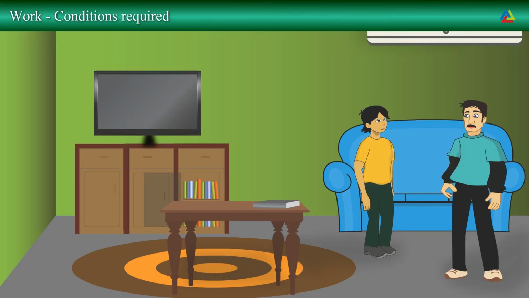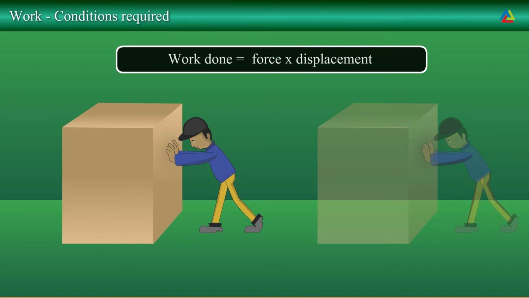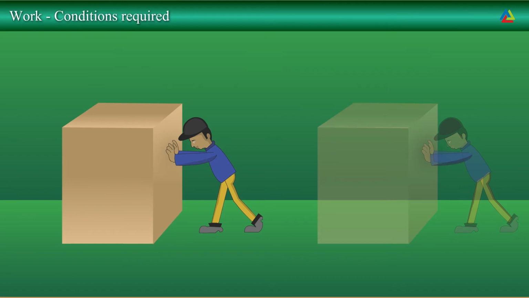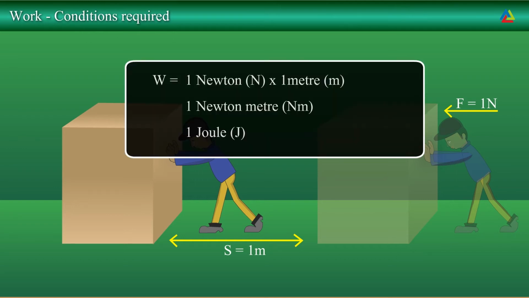Very good, Tanmay. So you understand the conditions required for work to be done. Mathematically, work is defined as a product of force and displacement. Work has only magnitude and no direction. If force is equal to 1 Newton and distance is equal to 1 meter, then the work done by the force will be 1 Newton meter. The unit of work is Newton meter or joule.